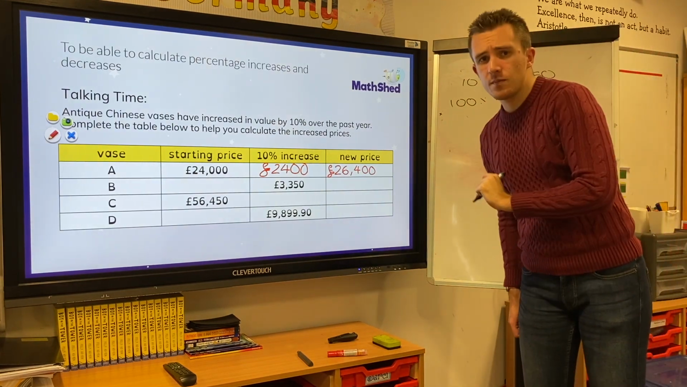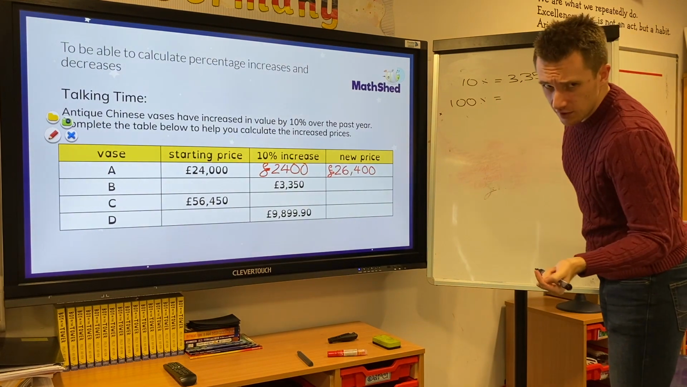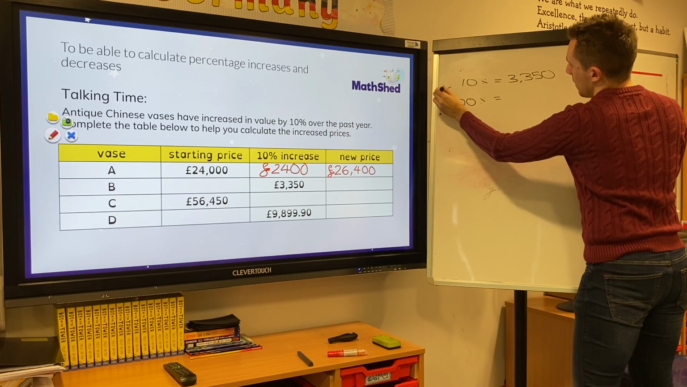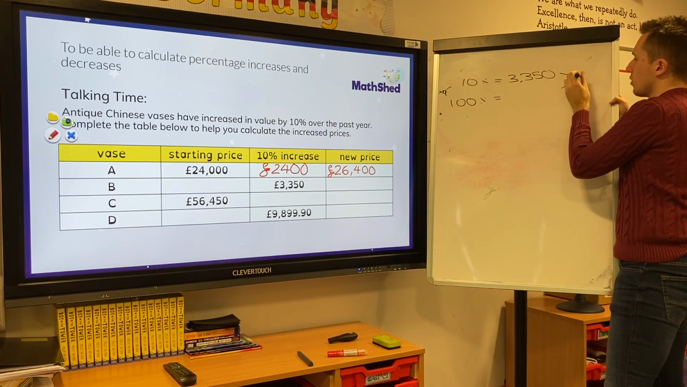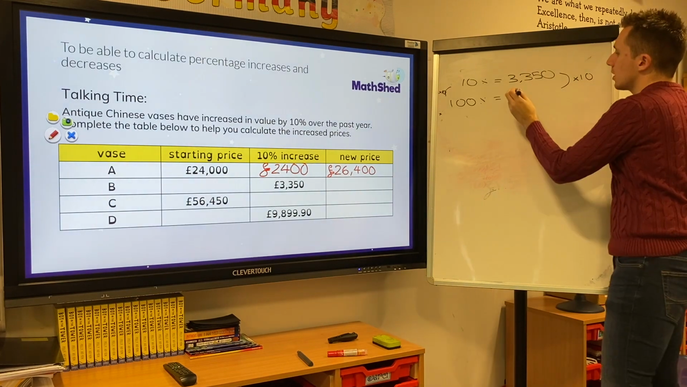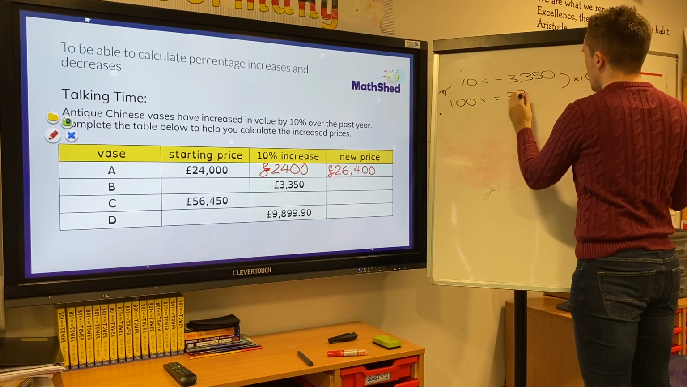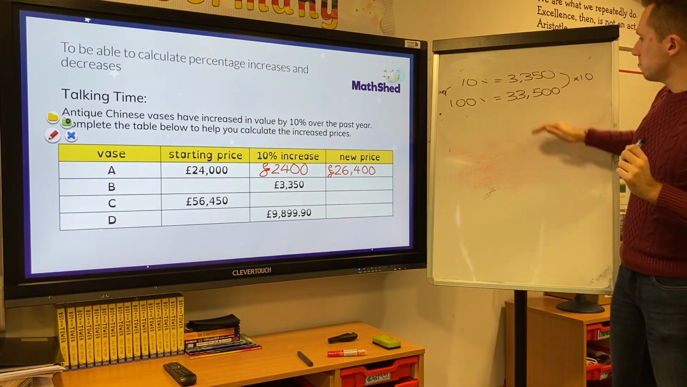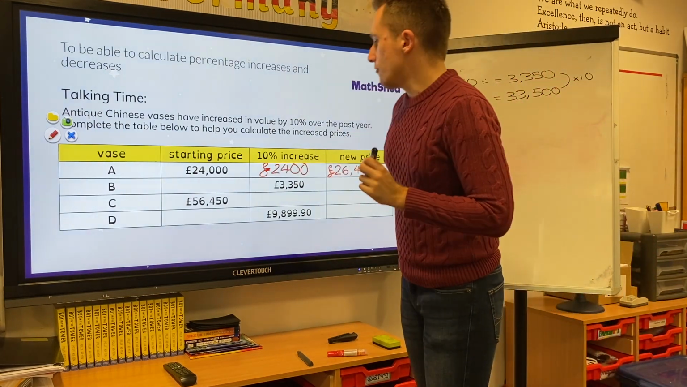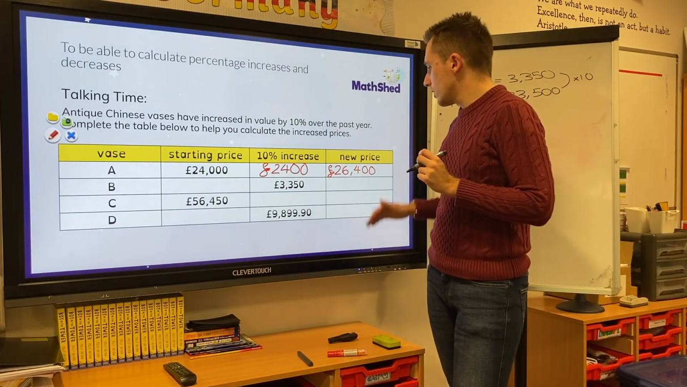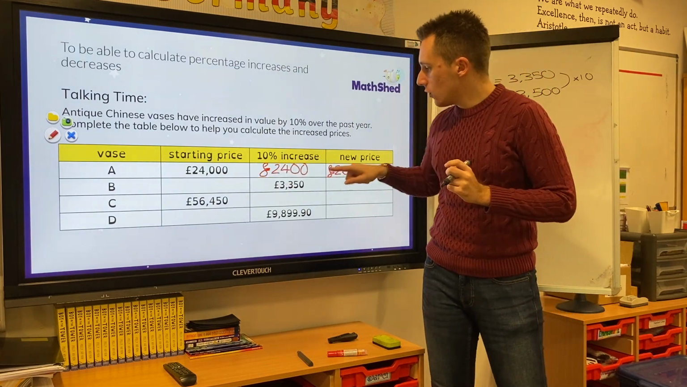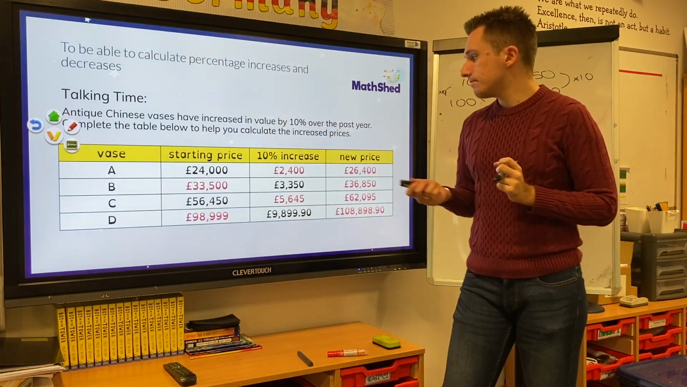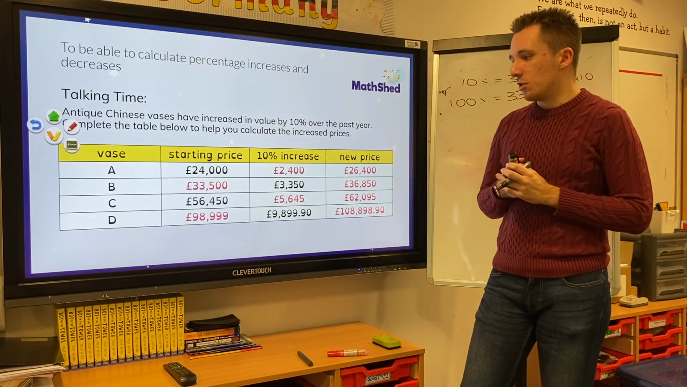Now yesterday we did this. In fact, the day before we did this. How do we get from 10% to 100%? We times by 10. So we times by 10. So 100% would be 33,500. We've got the 10%. To get the new price, we take that, we add that, we get that. And that would be how it would be done.